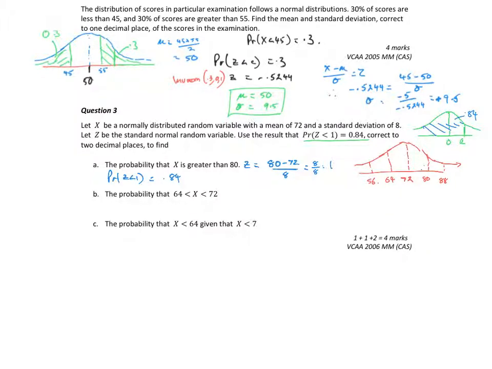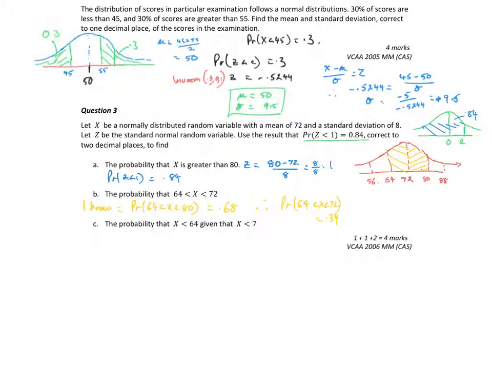So between 64 and 72 is this section here. Yeah. So I know the whole thing is 1 standard deviation. What I know, and you wouldn't necessarily need to write this because it's probably only worth 1 mark, the probability of being between 64 and 80 is 0.68. So the probability of being between 64 and 72 is going to be half that, which is 0.34.